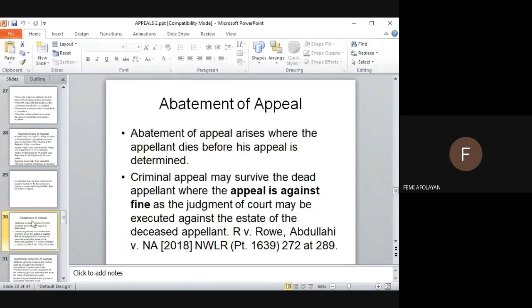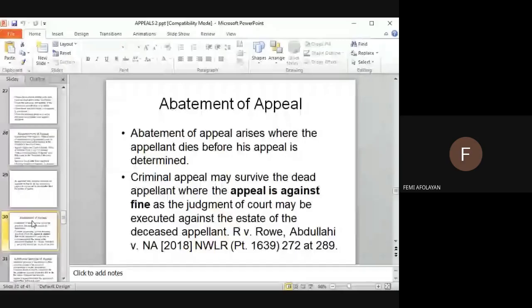The authority on this is the case of R against Rowe. See also the case of Abdullahi against the Nigerian Army. It's a very recent case, a 2018 case. The citation is on the screen. All right.